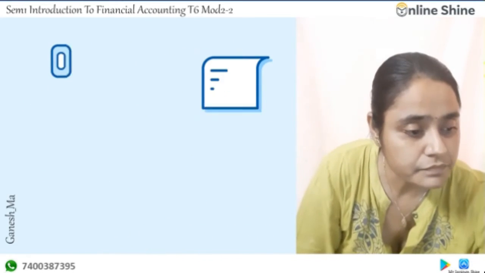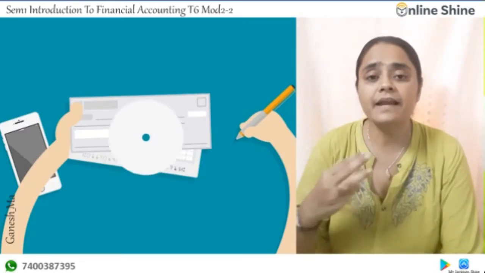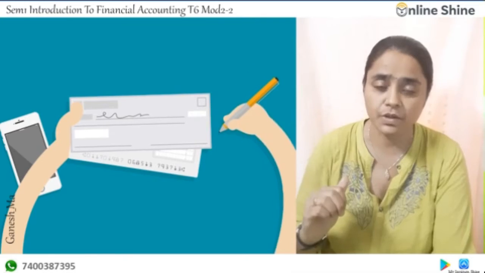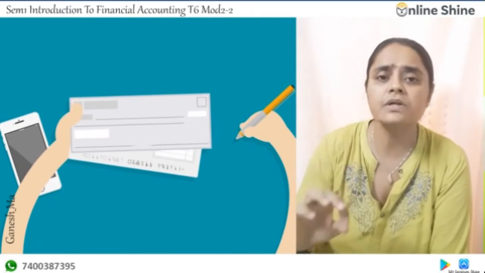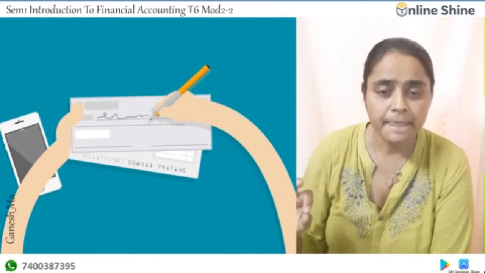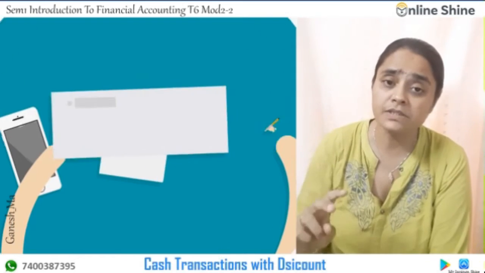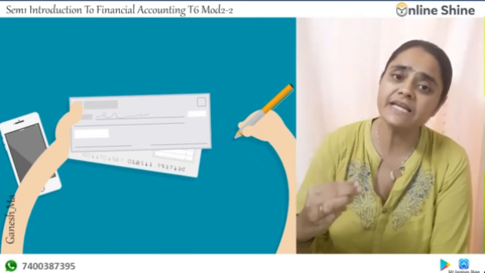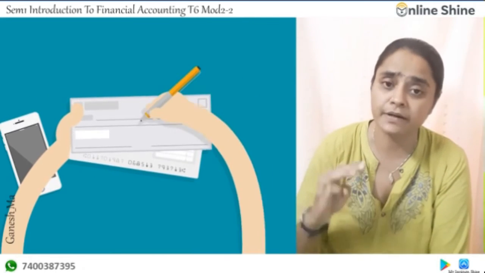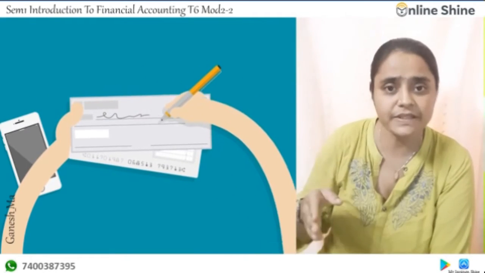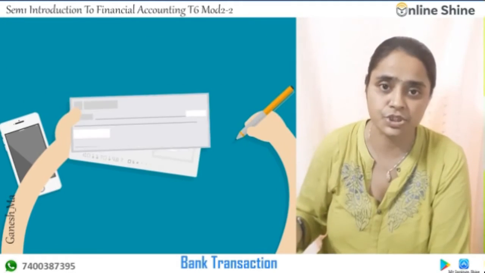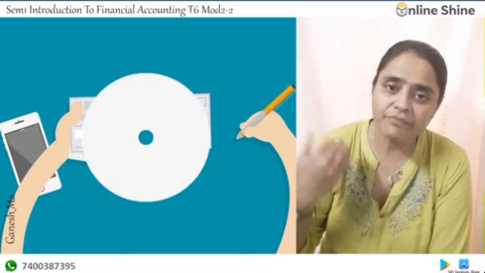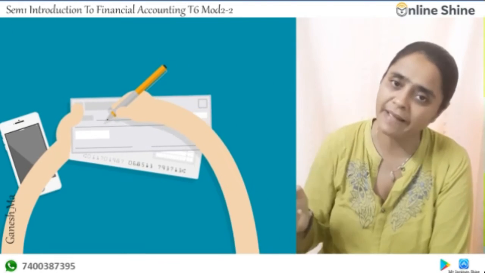Understood? Now basically there are three types of cash book: simple cash book, double column cash book, triple column cash book. When I say simple cash book, it records only cash transactions. When I say double column cash book, it records cash transactions along with discount. And when I say triple column cash book, it records cash transactions along with discount as well as bank transactions. Normally in business nowadays it's not possible to do every transaction in cash, so we do have a bank account also.